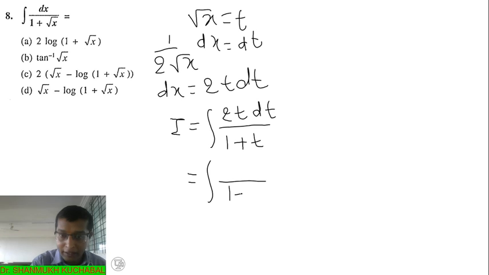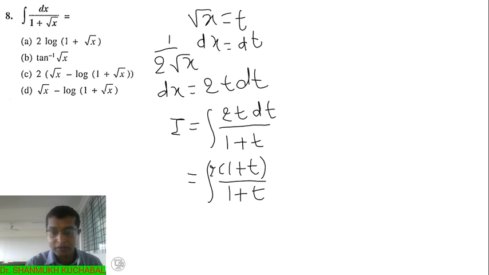Now we have to take the denominator, the same function, to the numerator, that is 1 plus t. Further, 2 is common, so I take it like this: it is 2 plus 2t. Here only 2t is there and 2 is extra. To balance it, I subtract 2.